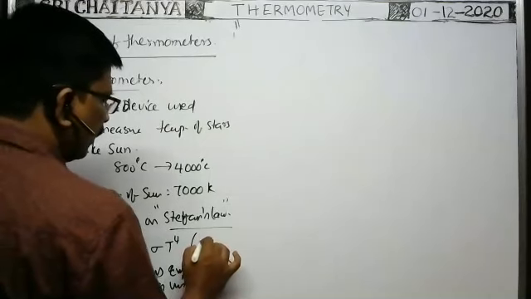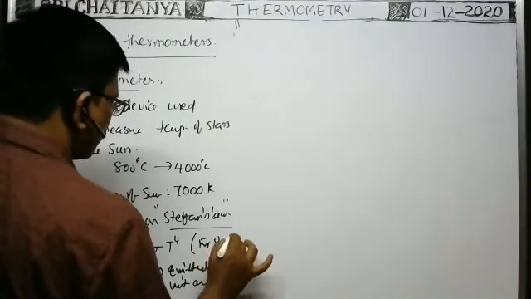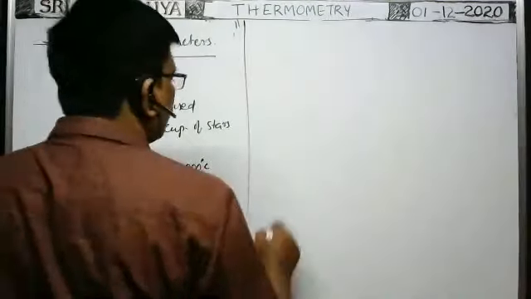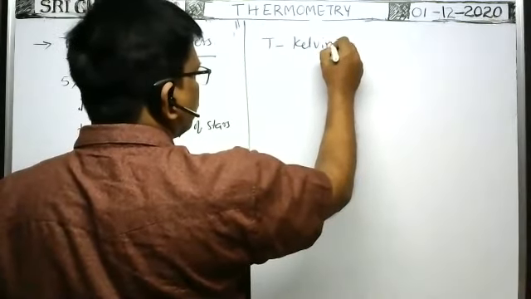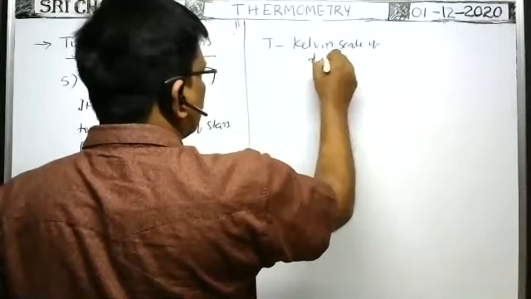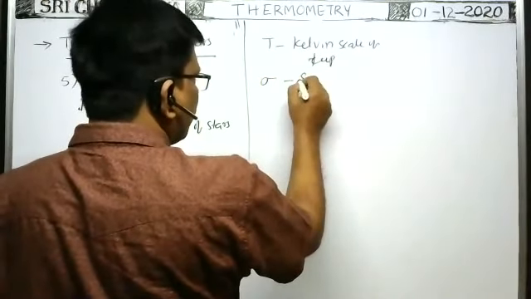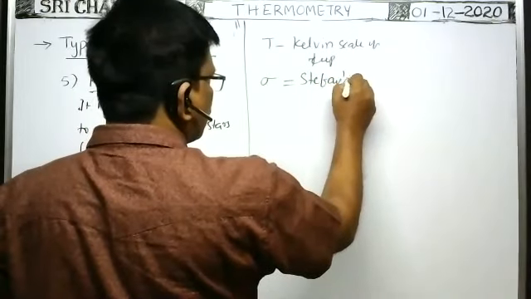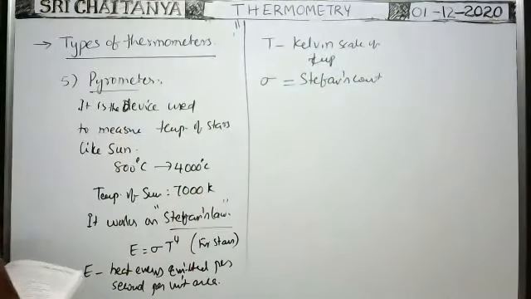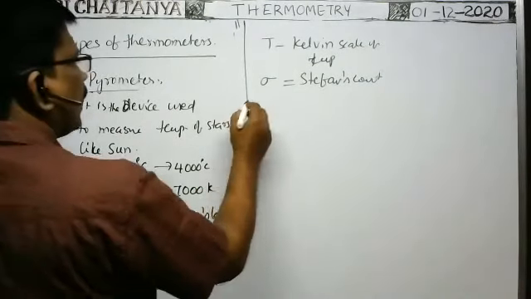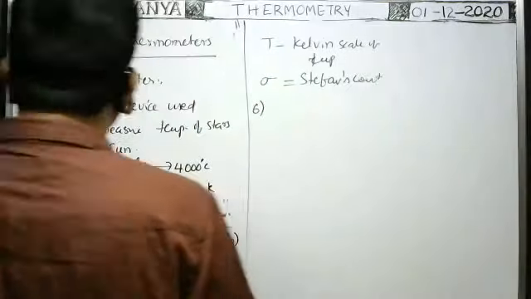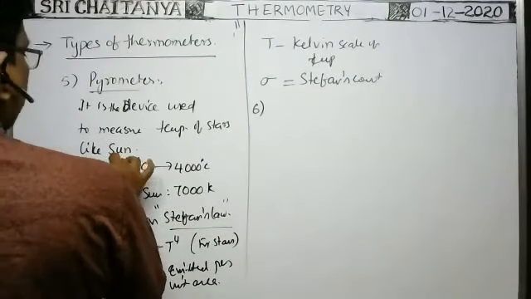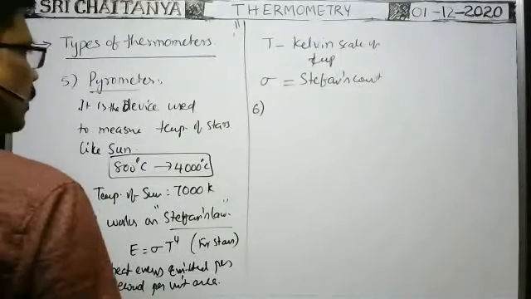We can use this formula for the sun and for stars. T is the temperature in Kelvin scale. Sigma is the proportionality constant called Stefan's constant. You will be given that constant, approximately 5.26 something, so Stefan's constant will be mentioned. In general, pyrometers measure 800 to 4000 degrees centigrade.